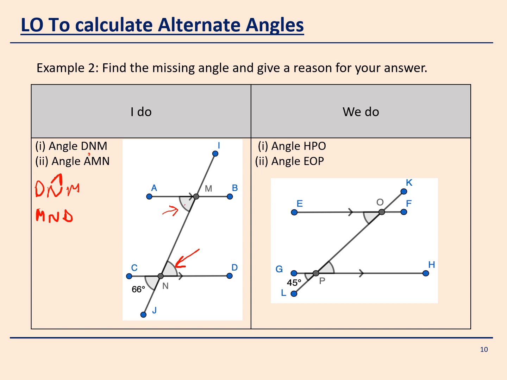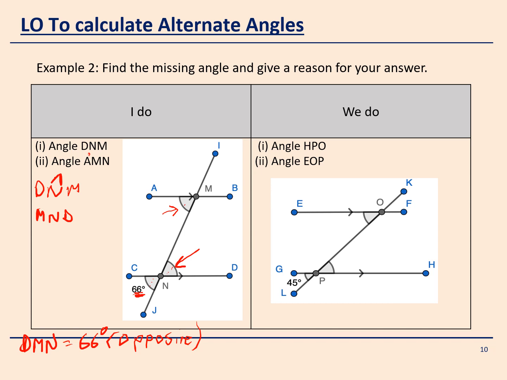So we have to do a little bit of investigation. What other thing do we know? Look at this angle here, we're told that it's 66 degrees. So these two angles are opposite. So DMN equals 66 degrees. That's opposite, or vertically opposite.